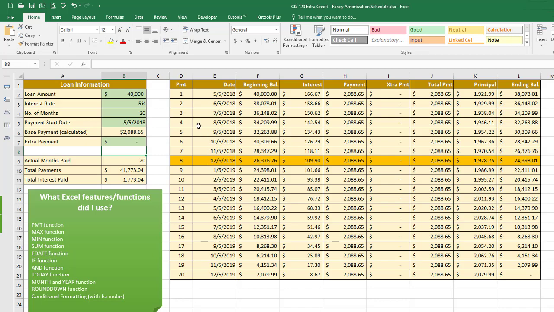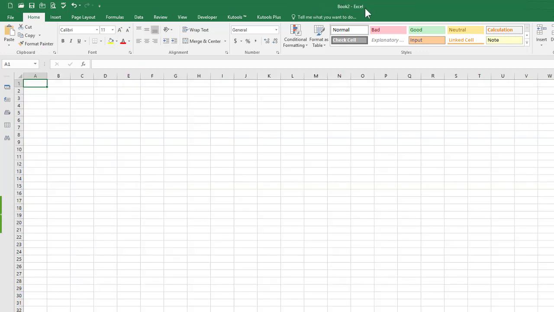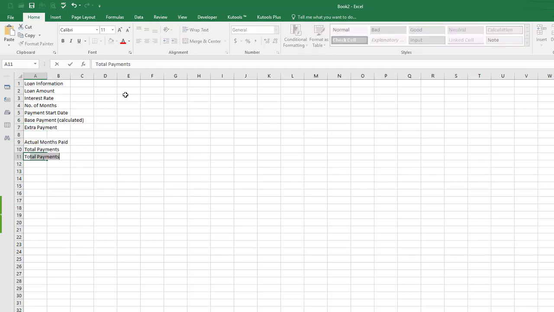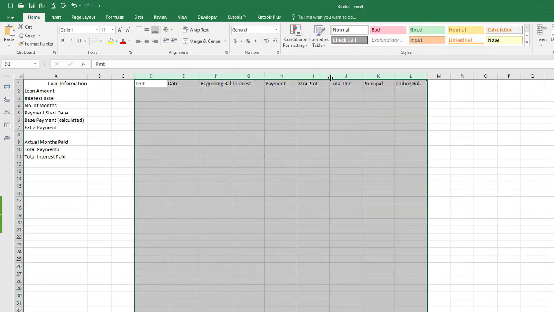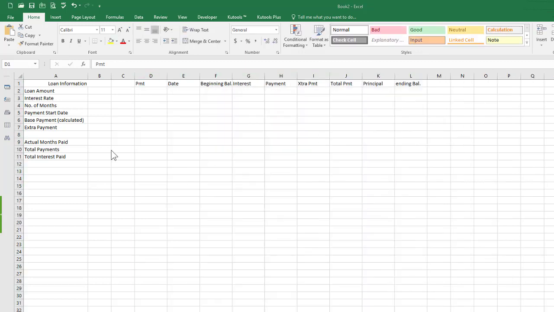Okay, so this is my existing sheet, but we're going to start from scratch. So let's see, I will just go ahead and do Control N on Excel to create a new workbook. And let's go ahead and start off with a few basic pieces of information. I'll start up here in cell A1, and I'm going to speed up my recording so you don't have to watch me type all of this. Okay, so I now have the labels all set up.